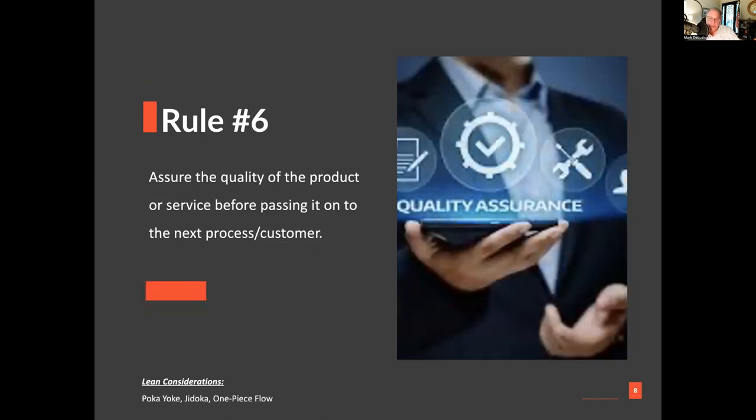So rule number six: assure the quality of the product or the service or the information before passing it on to the next process or to the next customer. It could be an internal customer, could be your final customer, but Lord knows we don't want our customers to be our inspectors, right? So assure the quality. Now there's a difference between quality assurance and quality control. Quality control is checking the quality after the fact, in other words, inspection. And I always challenge people: if your manufacturing process could produce 100% good quality, what makes you think your inspection is going to be 100% good quality?